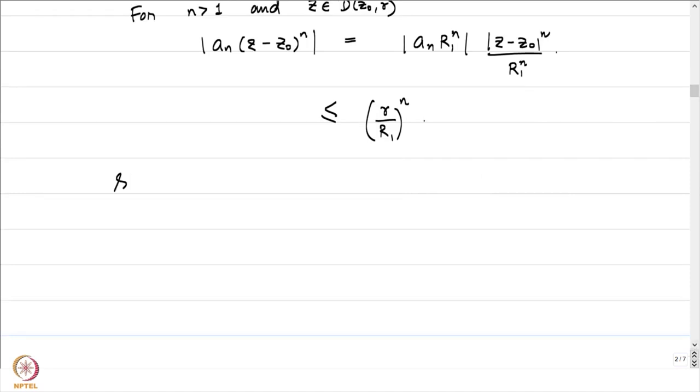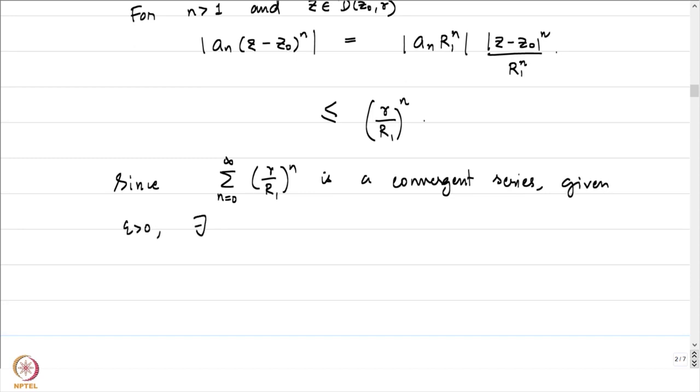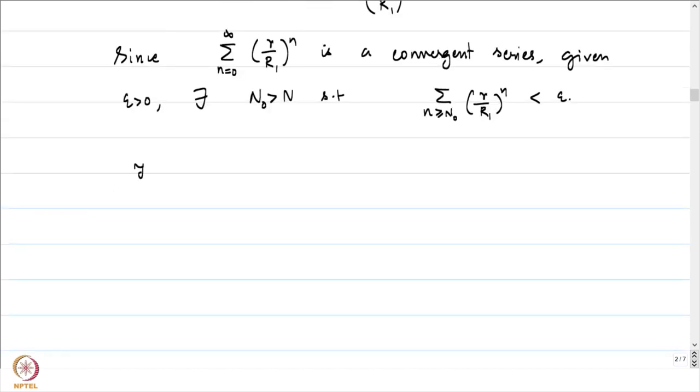Since summation of (r by r_1)^n, n from 0 to infinity, is a geometric series, it is a convergent series. Given an epsilon positive, there exists capital N_0, which is greater than capital N, such that the summation over n greater than or equal to N_0 of (r by r_1)^n is less than epsilon. So then what do we have?